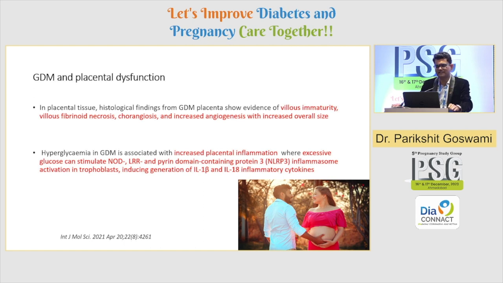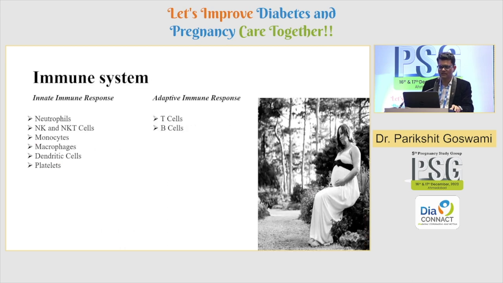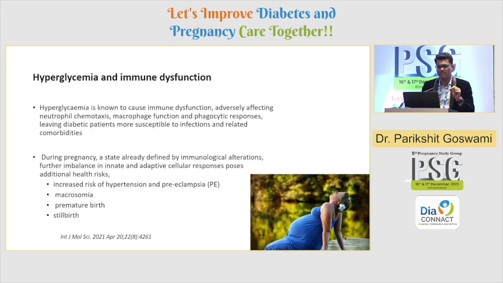Hyperglycemia in GDM is associated with increased placental inflammation, where excessive glucose can stimulate NOD, LRR and pyrin domain containing protein 3 (NLRP3) inflammasome activation in trophoblasts, inducing generation of, the point here, interleukin 1 beta and interleukin 18 inflammatory cytokines. This is a snapshot of the immune system: innate immune responses by neutrophils, NK and NKT cells, monocytes, macrophages, dendritic cells, and platelets; adaptive immune system by T cells and B cells.